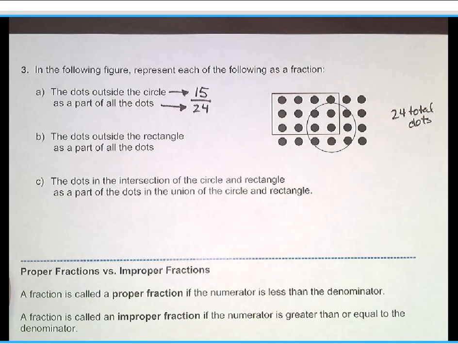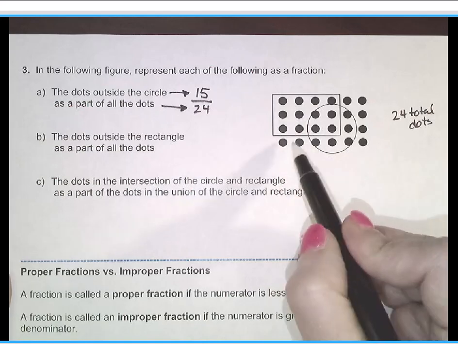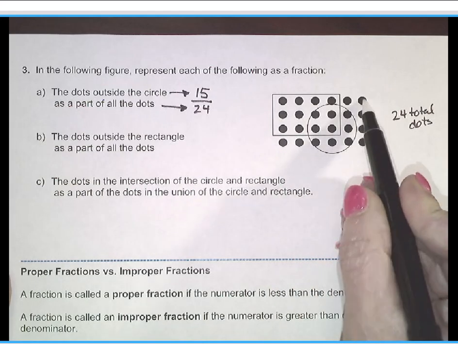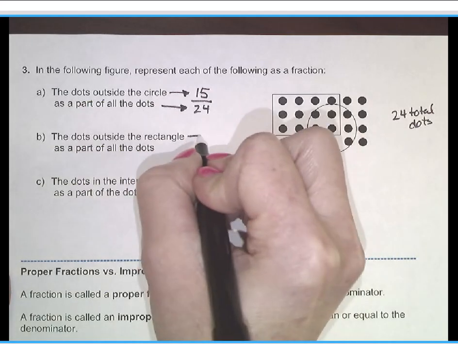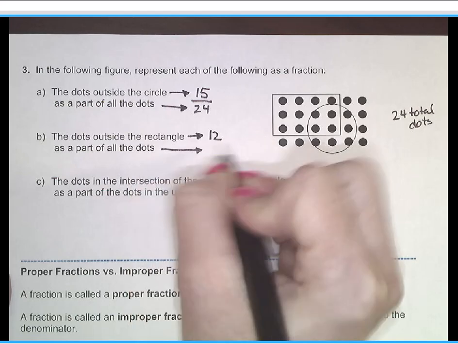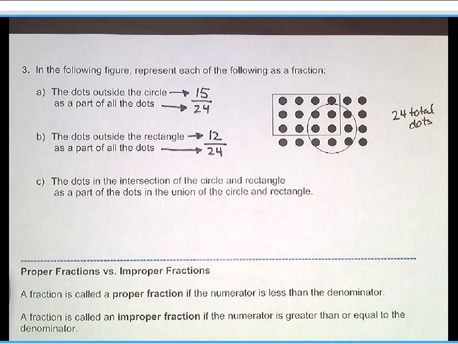How about the dots outside the rectangle as a part of all the dots? Okay, so if you count all the dots that are outside of the rectangle, 1, 2, 3, 4, 5, 6, 7, 8, 9, 10, 11, 12. There's 12 as a part of all of the dots. So 12 out of 24. We can just leave it like that for now.